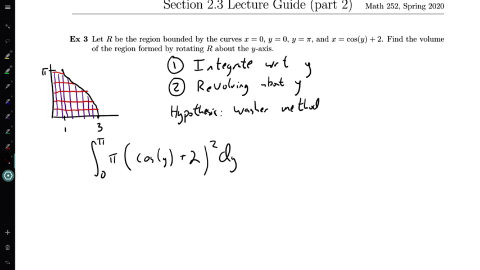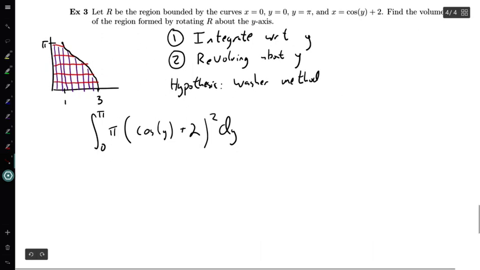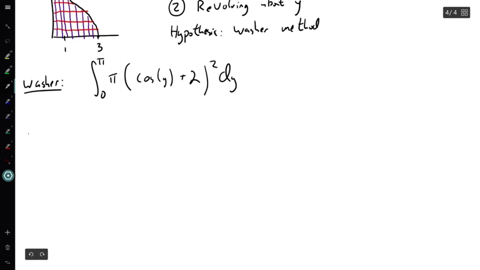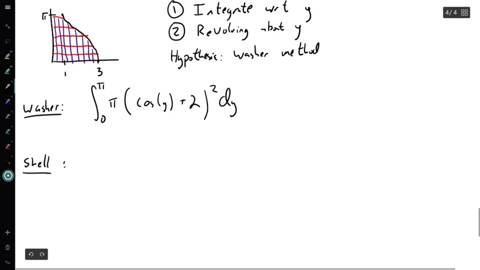So maybe we should actually think about what the shell method is going to have us do here. Maybe we could get a more tractable integral if we were to try the shell method. So let's take a look at that. So this was the washer method. It doesn't seem to be a productive approach for us. So for the shell method, what would the integral that we'd be setting up look like?